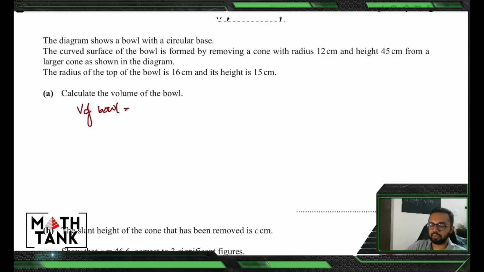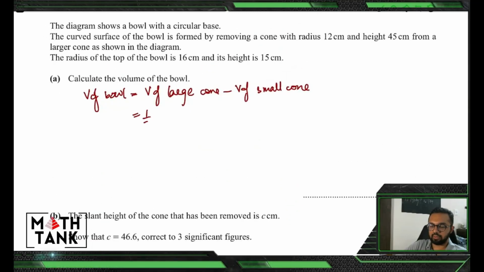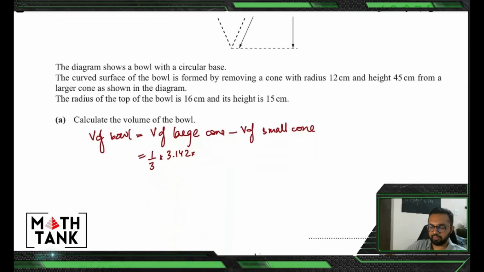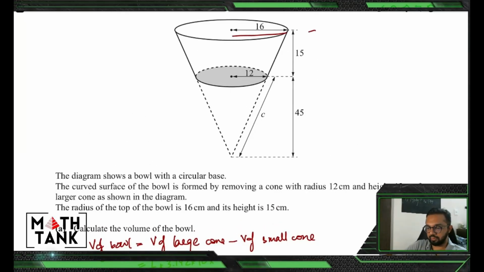V of bowl is V of large cone minus V of small cone. Now the formula for a cone again is given to you here. I can say that's 1/3 pi r squared h. Now what is the radius for the larger cone? It's 16. So 16 squared. What is the height of the larger cone? It's a total of 60.